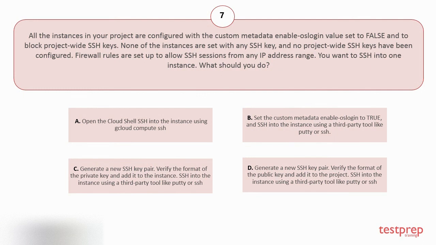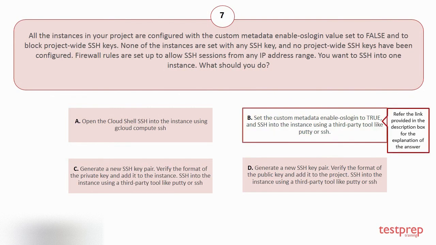B. Set the custom metadata enable-oslogin to true, and SSH into the instance using a third-party tool like PuTTY or SSH. C. Generate a new SSH key pair. Verify the format of the private key and add it to the instance. SSH into the instance using a third-party tool like PuTTY or SSH. D. Generate a new SSH key pair. Verify the format of the public key and add it to the project. SSH into the instance using a third-party tool like PuTTY or SSH. The correct answer is option B.